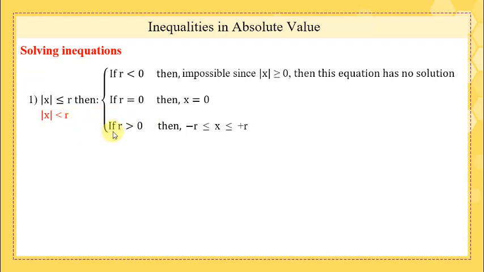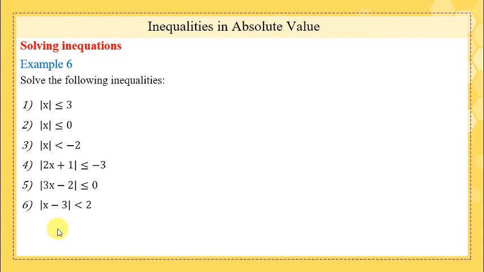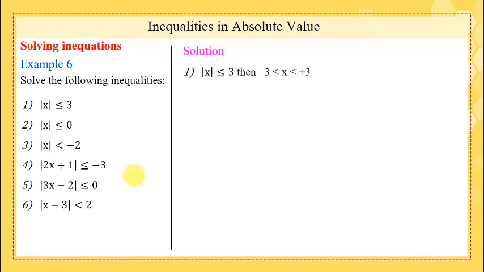Third, if r is greater than 0, we can write x between minus r and plus r. Same cases if we have a binomial inside the absolute value. Example 6. Solve the following inequalities. Absolute value of x less than or equal to 3. We can put x between minus 3 and 3 since r is greater than 0.